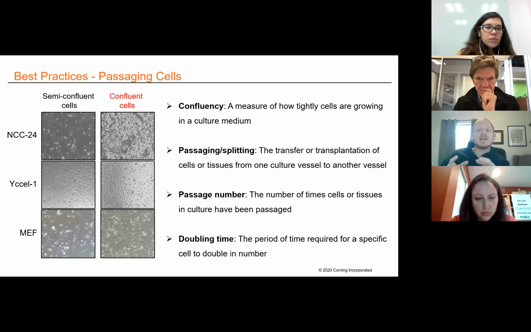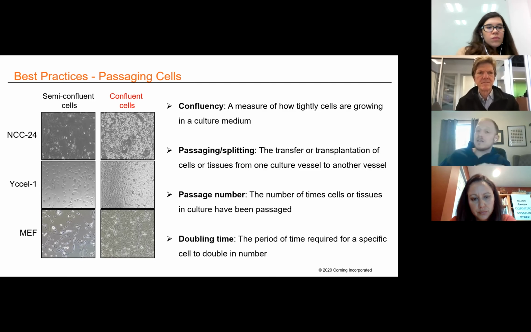The time it takes for the cells to double in number is called doubling time. This is essentially a measurement of how fast they are growing, and it can help you dictate when you may need to passage the cells later on. Estimating confluence is a little bit of an art, and it can differ depending on the cell line you're working with. You really need to get familiar with your cells to understand when they should be passaged before they become too confluent.